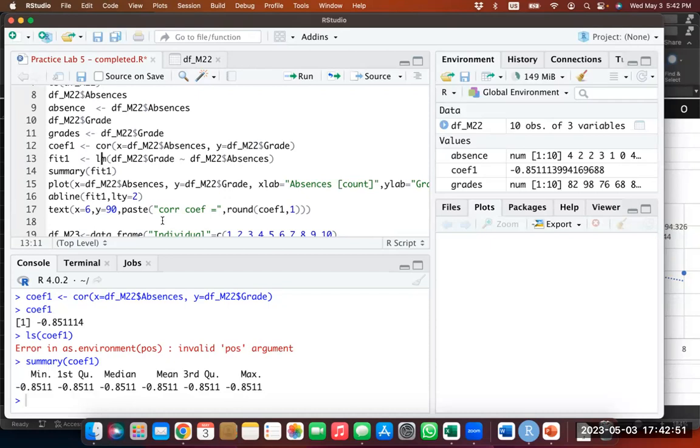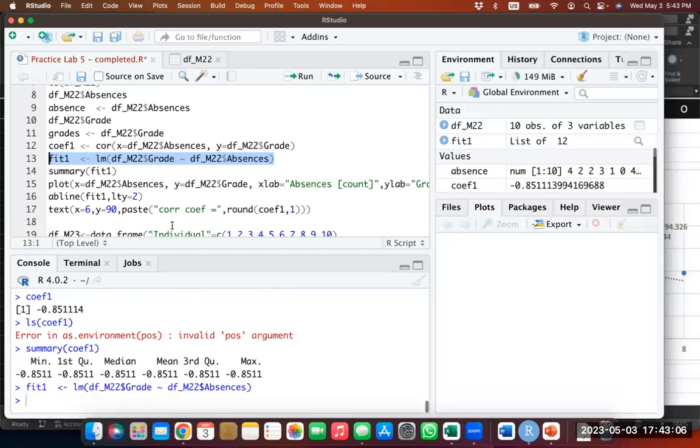So lm(df$grade ~ df$absences), with the tilde indicating "as a function of", is basically giving you a linear model of the association between those two. And R will automatically pack this into the object fit1. Fit1 is essentially now an object containing all the information of a regression model.